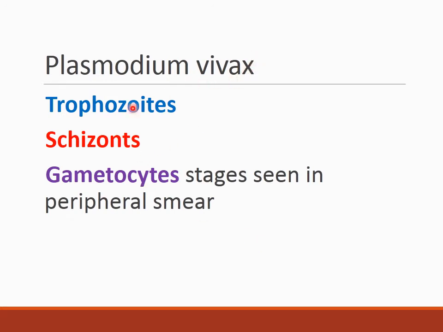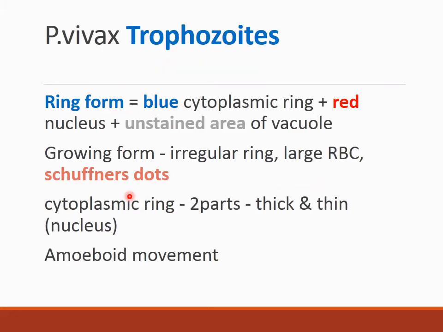Plasmodium vivax will show 3 different morphological forms in the peripheral smear. Those are trophozoites, schizonts, and gametocytes. Plasmodium vivax trophozoite forms are also called ring forms, where it will show a blue cytoplasmic ring with a red nucleus, and an unstained area of vacuole will be seen. Growing forms of these trophozoites show an irregular ring, and they also show a larger RBC with Schüffner's dots.